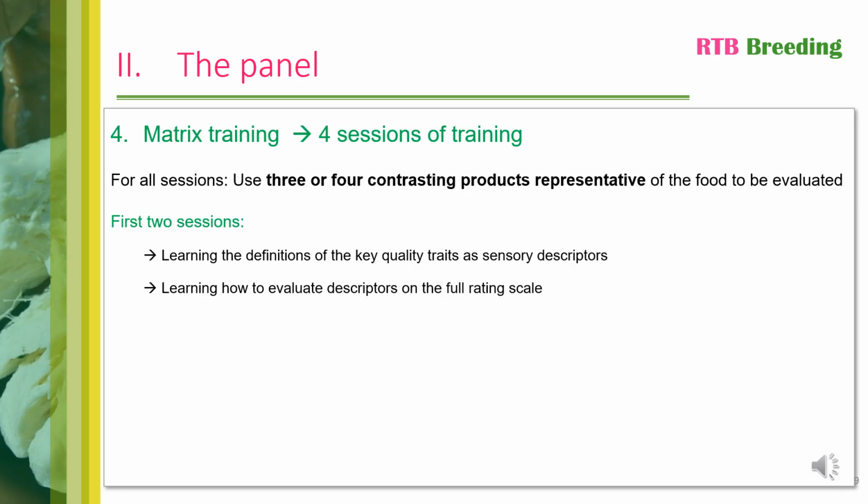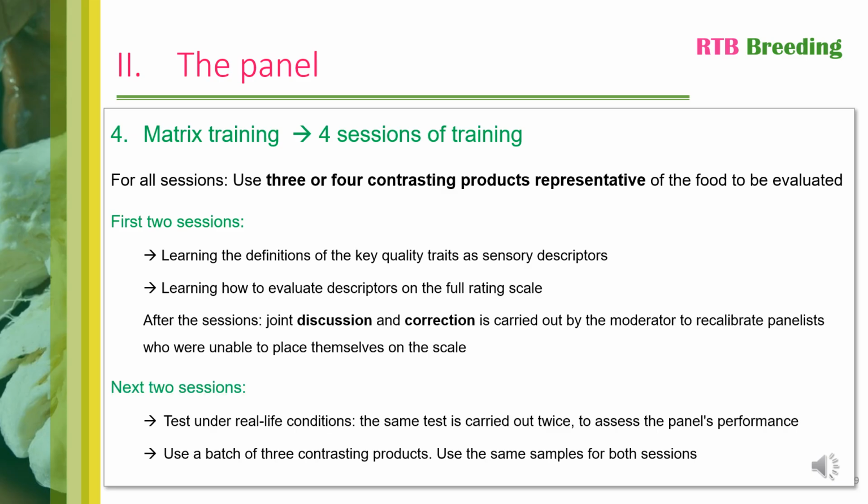After the general training, the tasters are trained on a matrix during 4 training sessions. For this, 3 or 4 products similar to those you want to evaluate later in your QDA test are chosen. In the first 2 sessions, panelists will learn the definitions of the main quality traits as sensory descriptors and how to rate them on the entire rating scale. After these 2 sessions, there will be a joint discussion and a correction will be made by the moderator to recalibrate panelists who were unable to place themselves correctly on the scale.